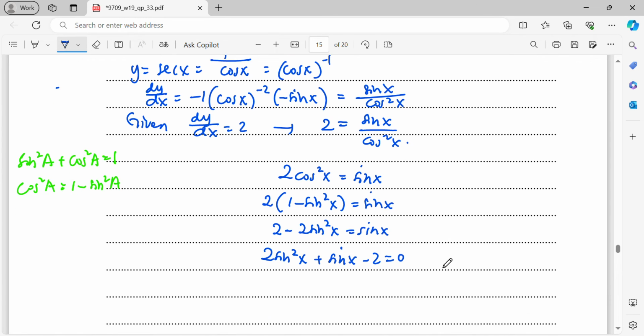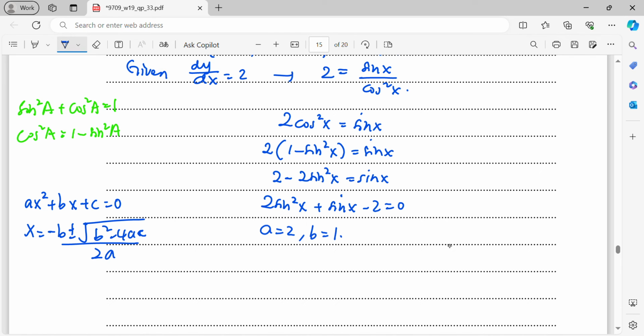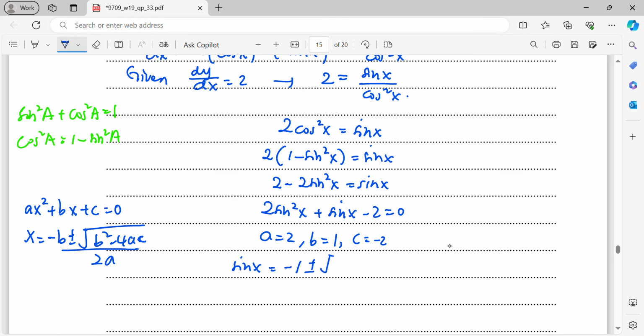Okay, this is a quadratic equation, but in terms of sine x. Now I will solve this quadratic equation using the formula, x equals minus b plus minus square root of b squared minus 4ac over 2a. So my a will be 2, b is 1, c is minus 2, all the coefficients. Instead of x, I will change to sine x. It will be minus 1 plus minus square root of b squared minus 4ac over 2a.